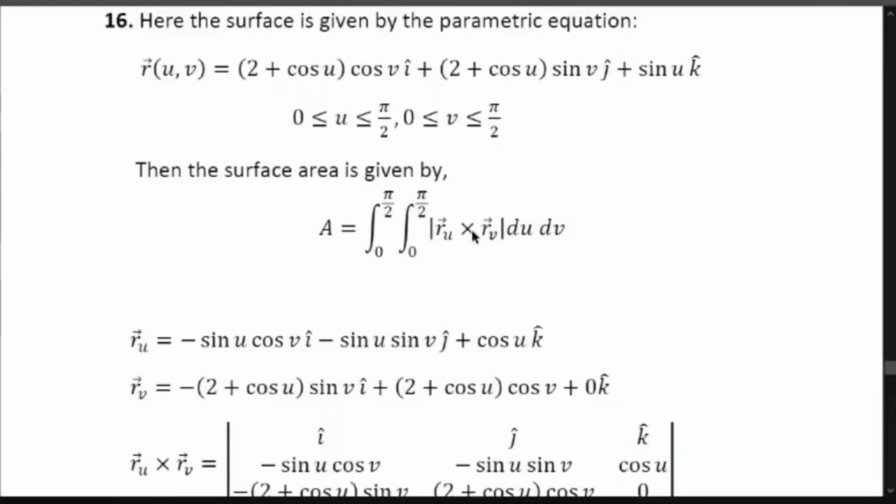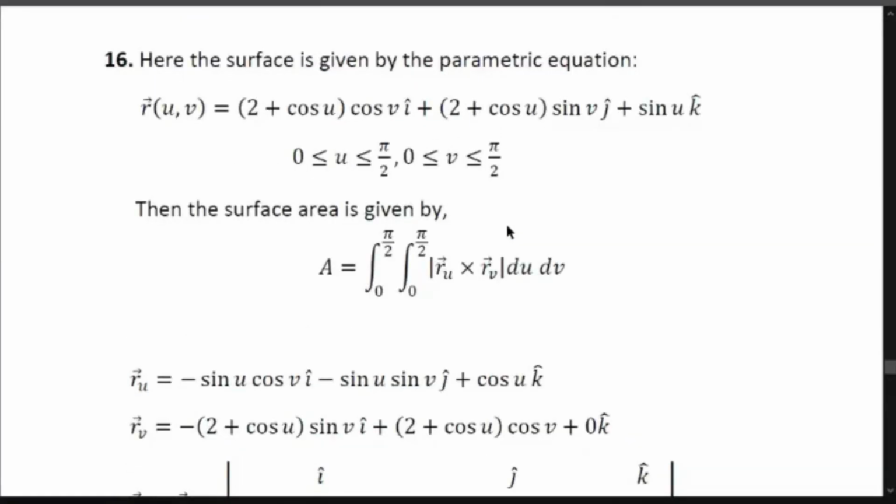So as I was telling, here the surface is given in a parametric form. I'm just writing it in a nice way. R of u,v is equal to 2 plus cos u, cos v i plus 2 plus cos u, sin v j plus sin u k. So this is the parametric form of the given surface, where 0 less than or equal to u less than or equal to pi by 2, 0 less than or equal to v less than or equal to pi by 2.